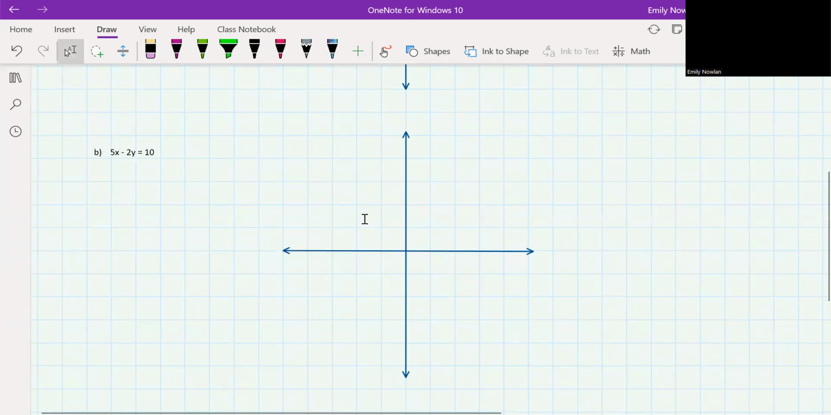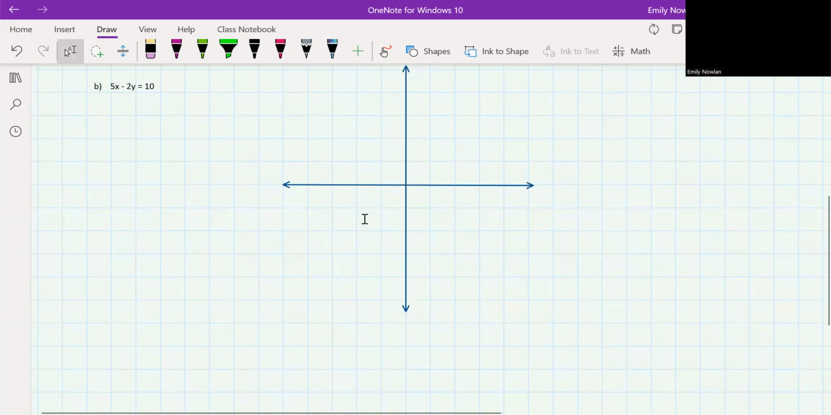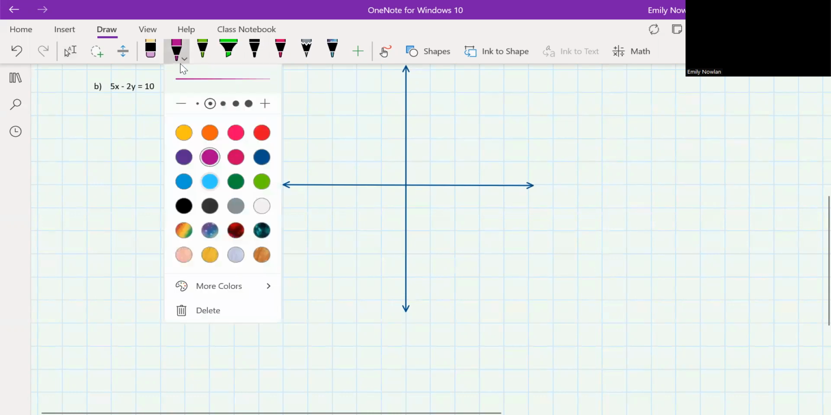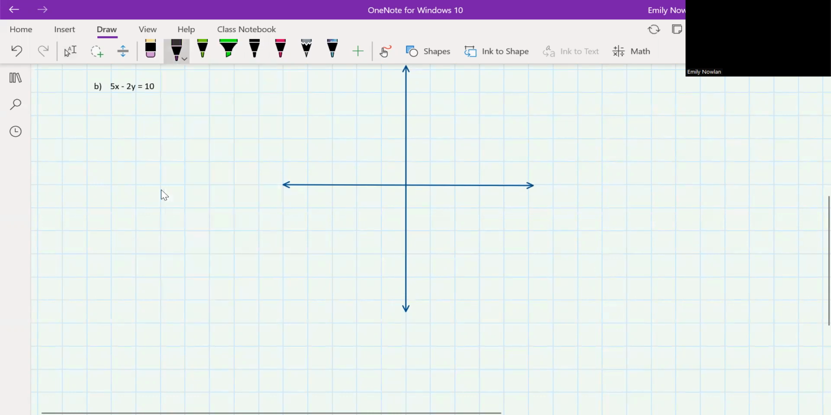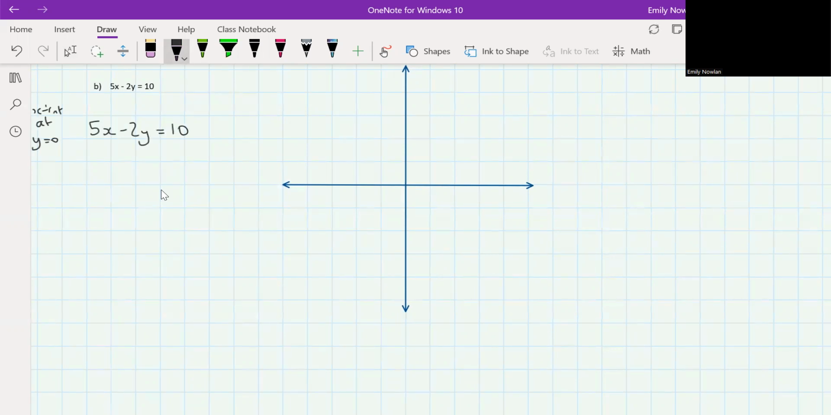Okay, another one. You can try this yourself first if you want. Pause it and give it a go. So what do we need to do? The x-intercept happens at y equals 0. So here's the equation of the line, 5x minus 2y equals 10. And rather than writing this y here, I'm going to replace it with 0.